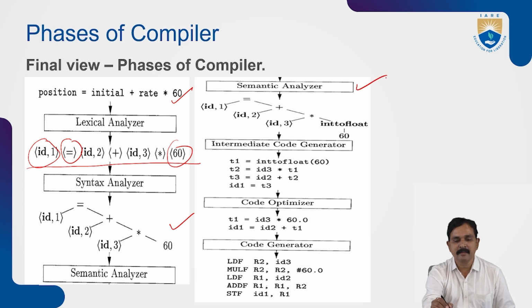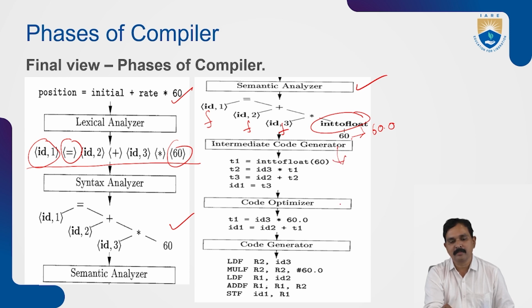semantic analyzer. To resolve the semantic inconsistency, here I am applying a type conversion, because all the other values are float values, so this one must also be a float value. That's why we convert 60 to 60.0. After that, you can apply intermediate code generation to the output of the semantic analyzer.